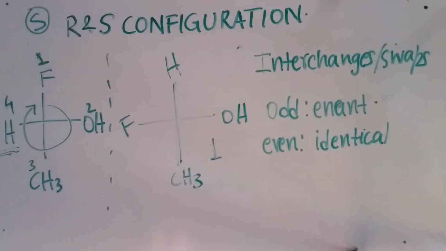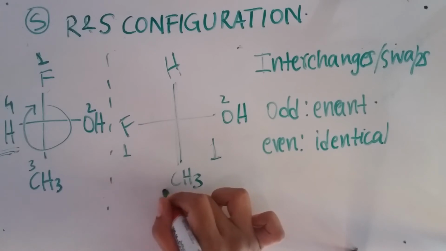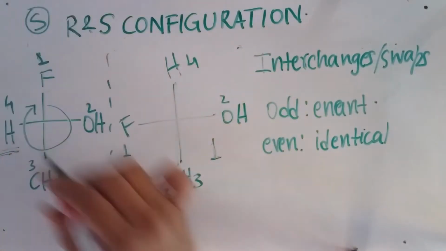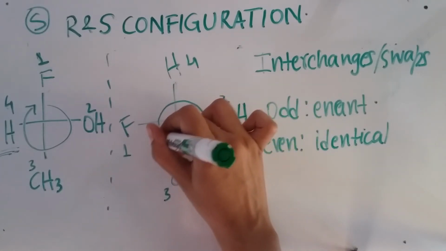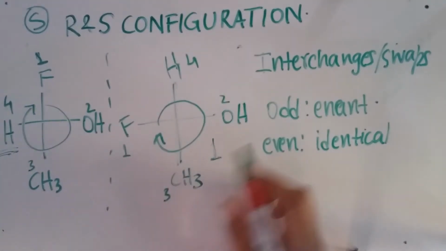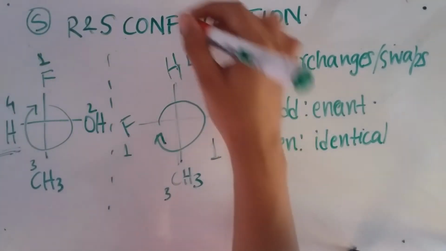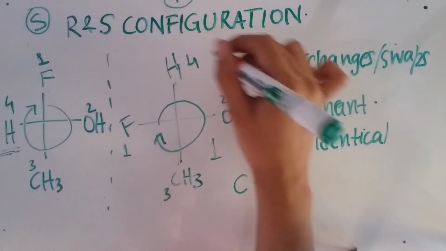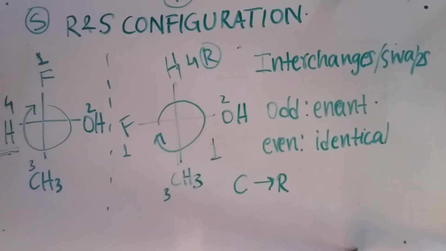And let's just check the configuration of this molecule to make sure that I've done this correctly. Fluorine number 1, oxygen 2, carbon 3, hydrogen 4, just like we did in the previous question. Then you go from 1 to 2 to 3 to 4. So this is clockwise, and because hydrogen is vertical, I can directly say C is for clockwise, R. So this molecule is of the R configuration. And this molecule was of the S configuration. And we know that if this is S and this is R, these are enantiomers.